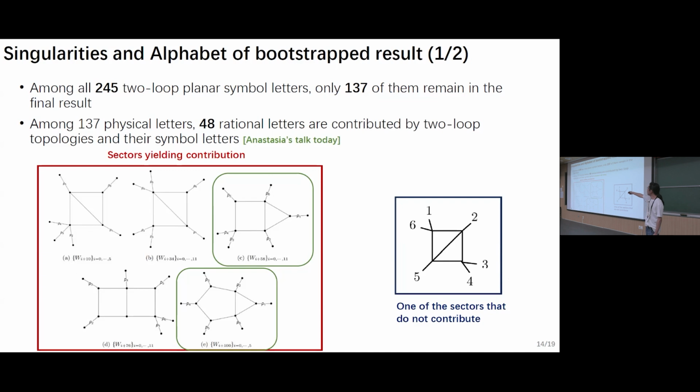And among these, in fact, only 48 letters are really two-loop letters, which means that you will first encounter them when you really go to some two-loop sector and calculate your canonical differential equation. And they can be contributed by these 5 non-trivial integral sectors. And I think Anastasia mentioned that 24 letters are missed. In fact, they are contributed by these 2 integral sectors. Okay? And for example, some of the sectors will be ruled out, and these letters are totally absent in this result.